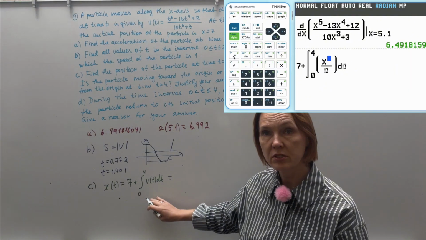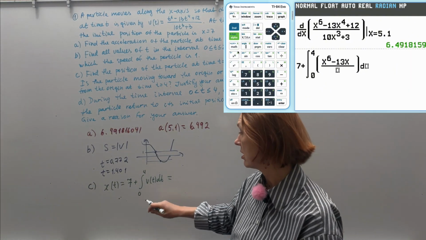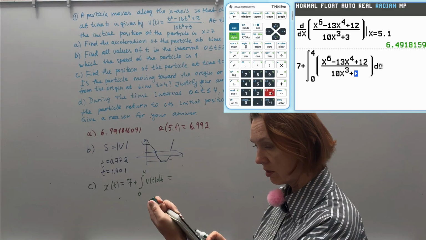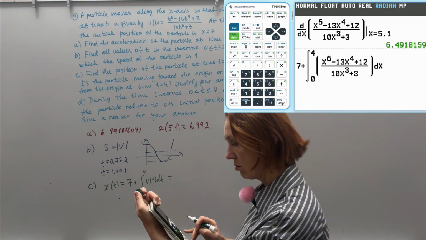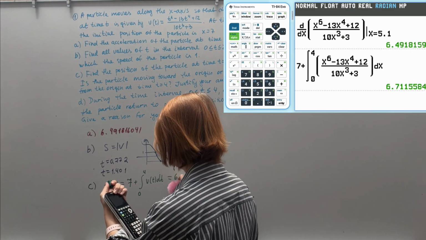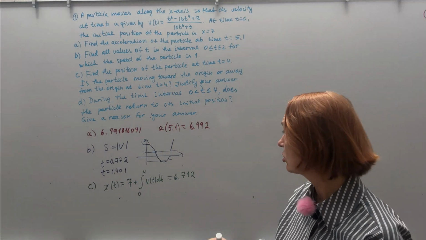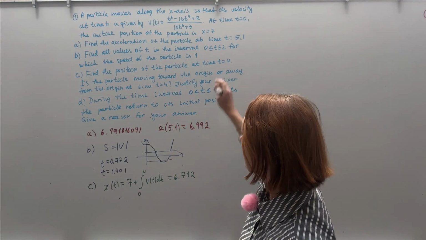On your AP calculus test, you have to write it down. You cannot just say, oh, my answer is whatever. So you have to write this down. And then the calculator is going to give you 6.712. So that is the position of the particle at time t equals 4.